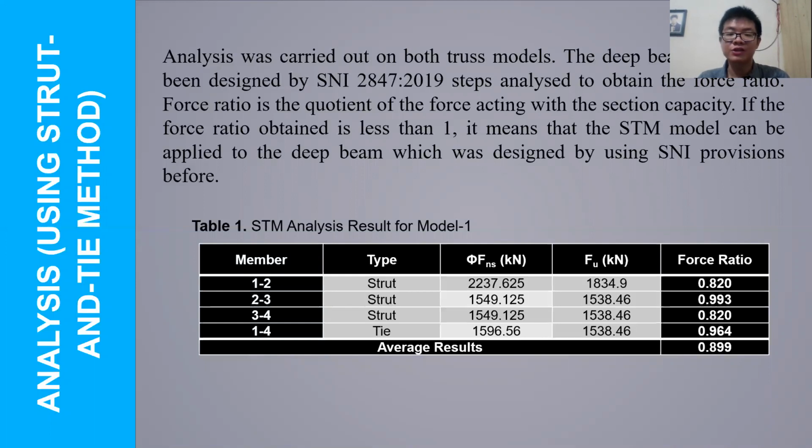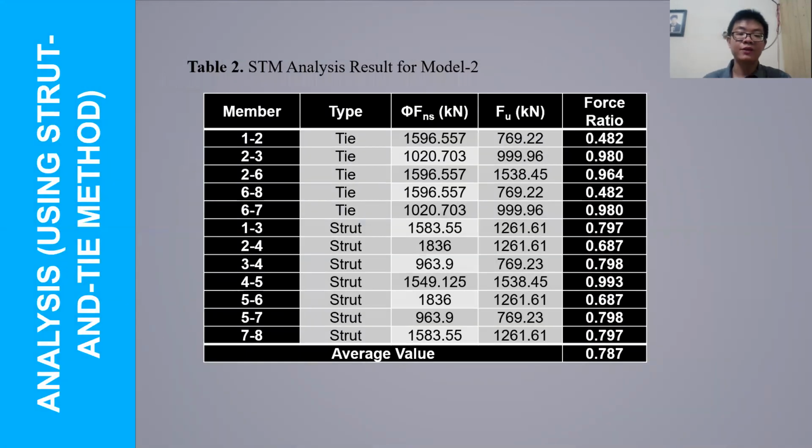If the force ratio obtained is less than 1, it means that the STM model can be applied to the deep beam, which was designed by using SNI provision codes. And from table 1, we can see the average result of force ratio for model 1. And here is for model 2.